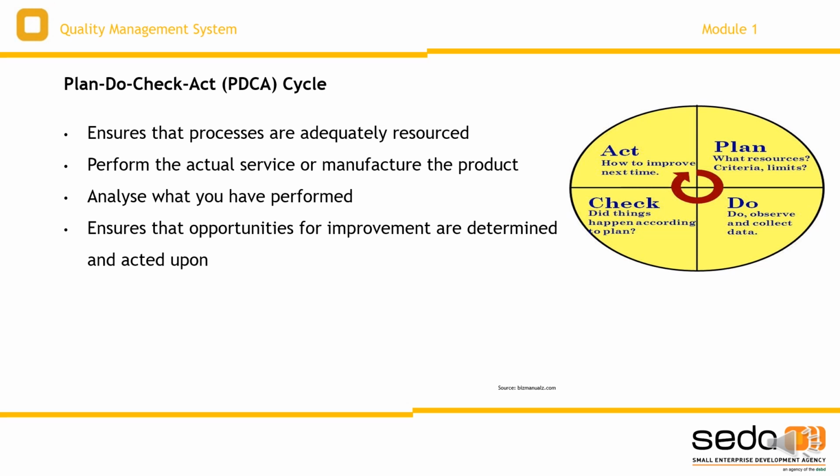And then in the acting part, you have planned what you are going to do. You have done what you prepared to do. You have checked whether you did what you have actually planned. Now you ensure that opportunities for improvement are determined and that they are acted upon. The PDCA cycle should be an ongoing cycle that drives the organization towards continual improvement.